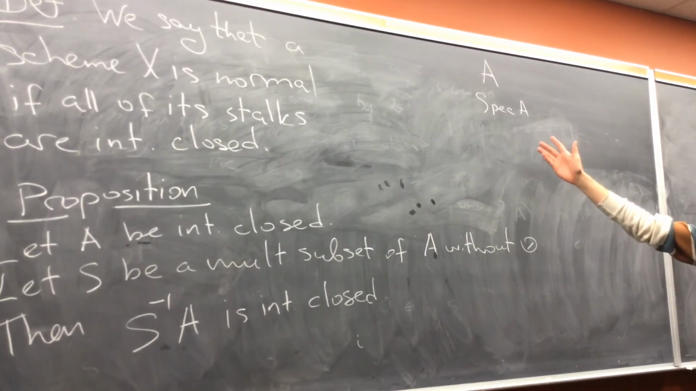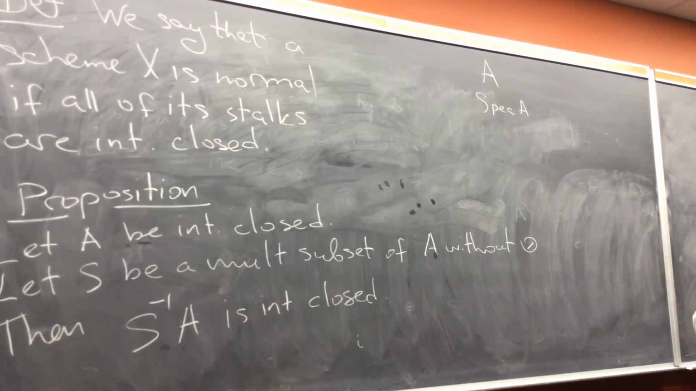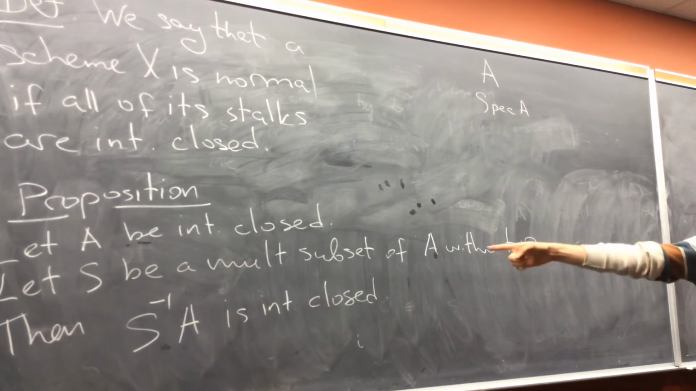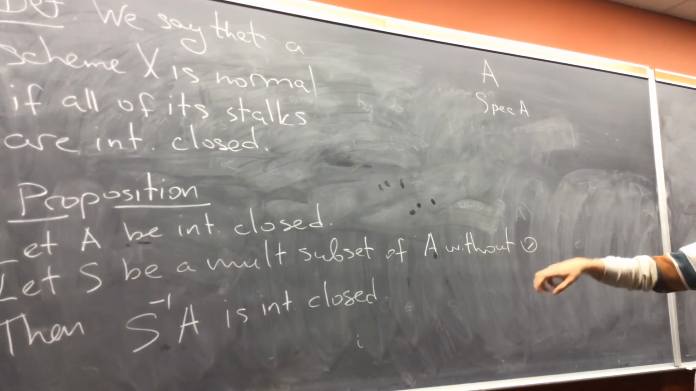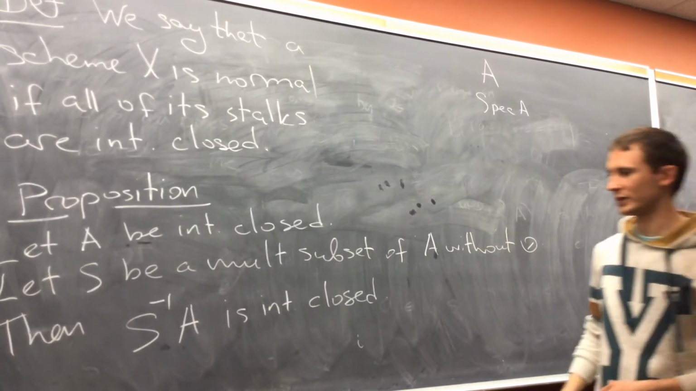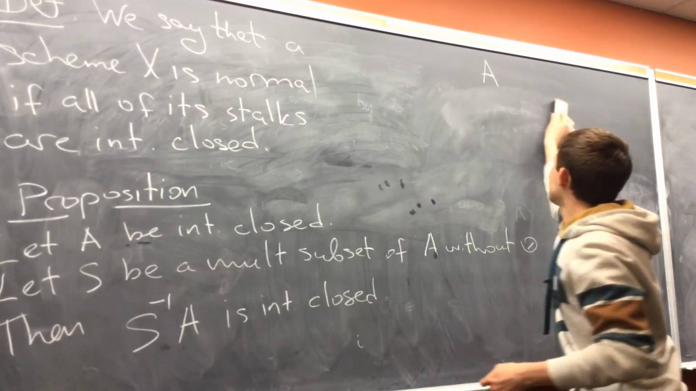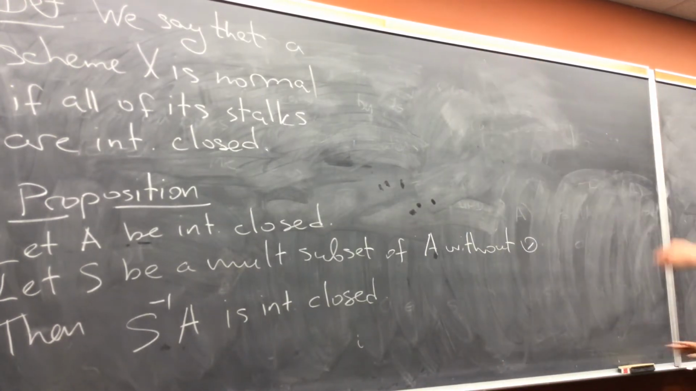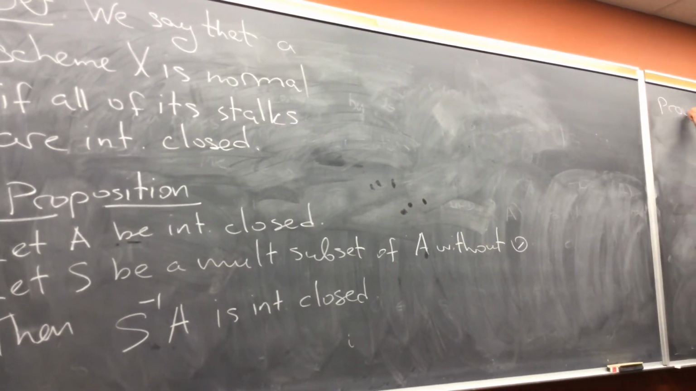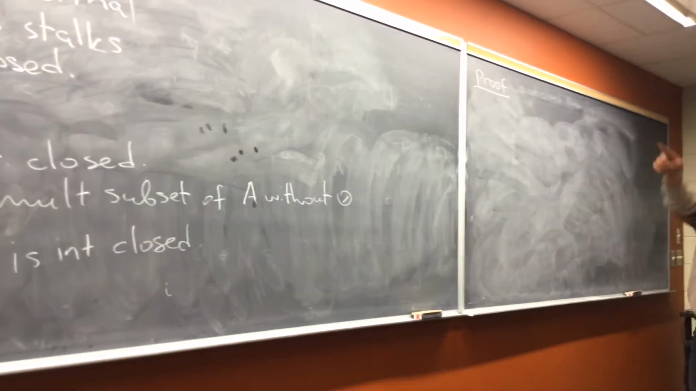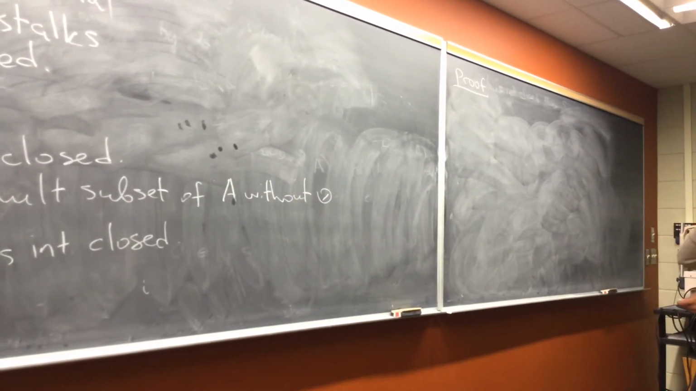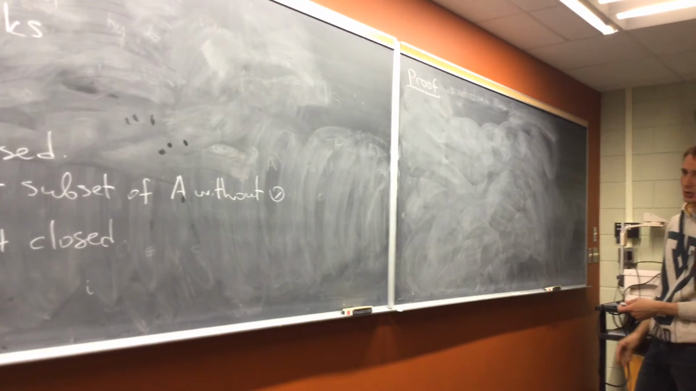Because what are these stalks? These are just localizations, and we know that integral closedness behaves nicely with respect to localization of A. The proof of this fact is rather simple. I'm going to use the definition right there. So let's see, what do we need to show?